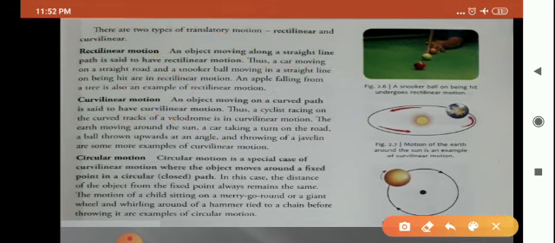Now, circular motion. Circular motion is a special case of curvilinear motion. Okay, children? Circular motion is a special case of curvilinear motion where an object moves around a fixed point in a circular or closed path. Where the object moves around a fixed point in a circular closed path.